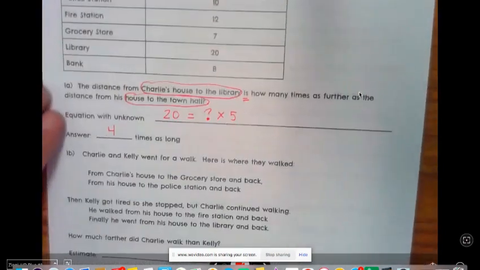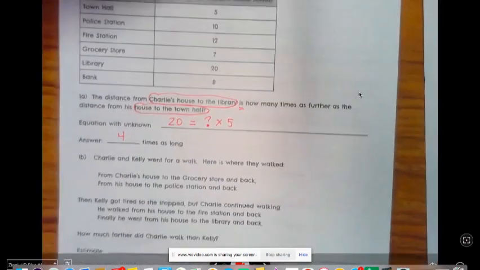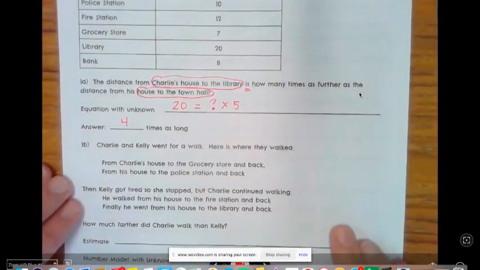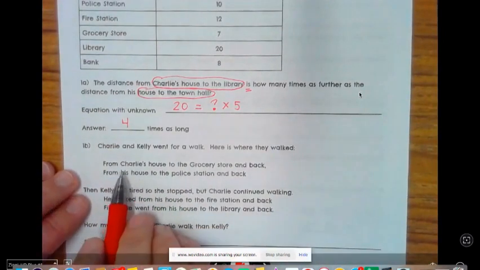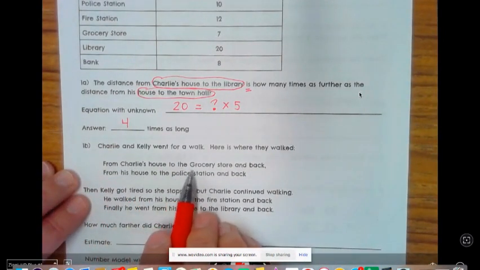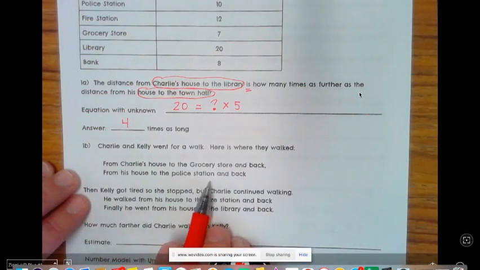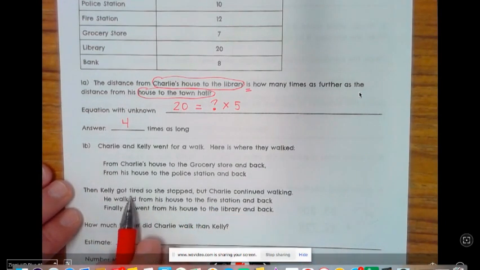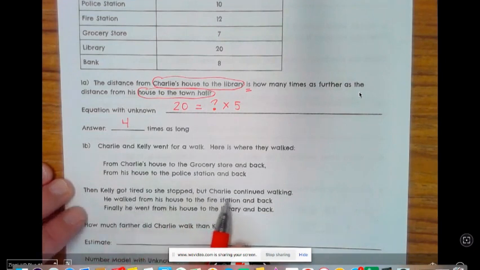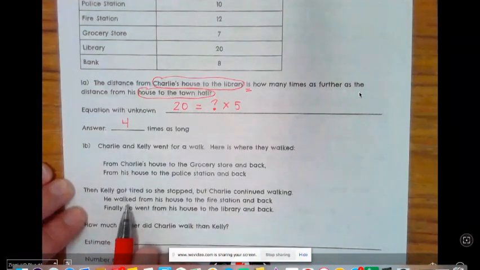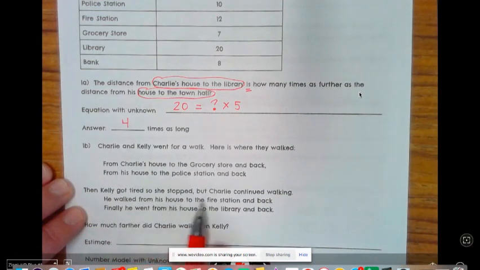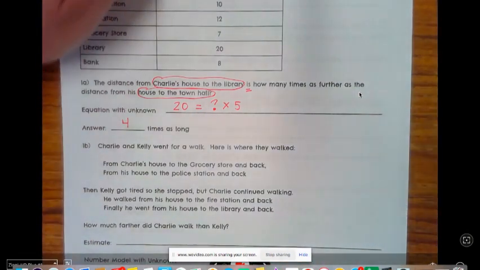Next one. So we have Charlie and Kelly, and they went for a walk. And here's where they walked. Together, they walked from Charlie's house to the grocery store and back. Then they walked from his house to the police station and back. But then Kelly got tired, so she stopped, and Charlie continued walking. So he walked from his house to the fire station and back. And then finally, he went from his house to the library and back. So our question is how much farther did Charlie walk than Kelly?